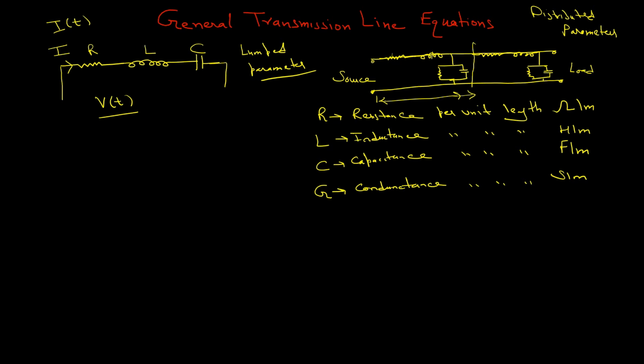So for these transmission line equations we will consider these distributed parameters. Let us draw a circuit and find out some basic equations. Let us take a small part of that very large transmission line. The small part has length delta Z. Delta Z is a small length.